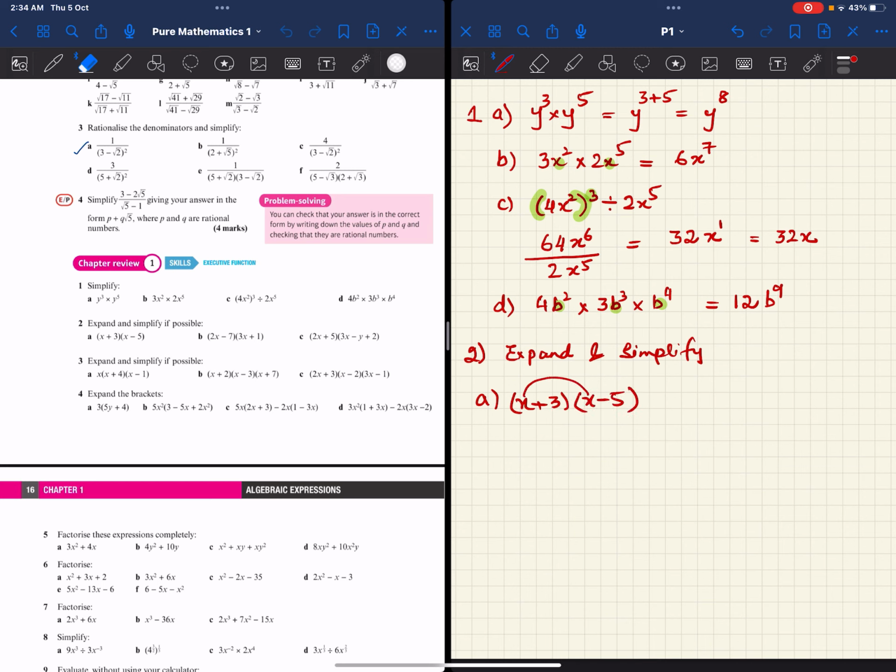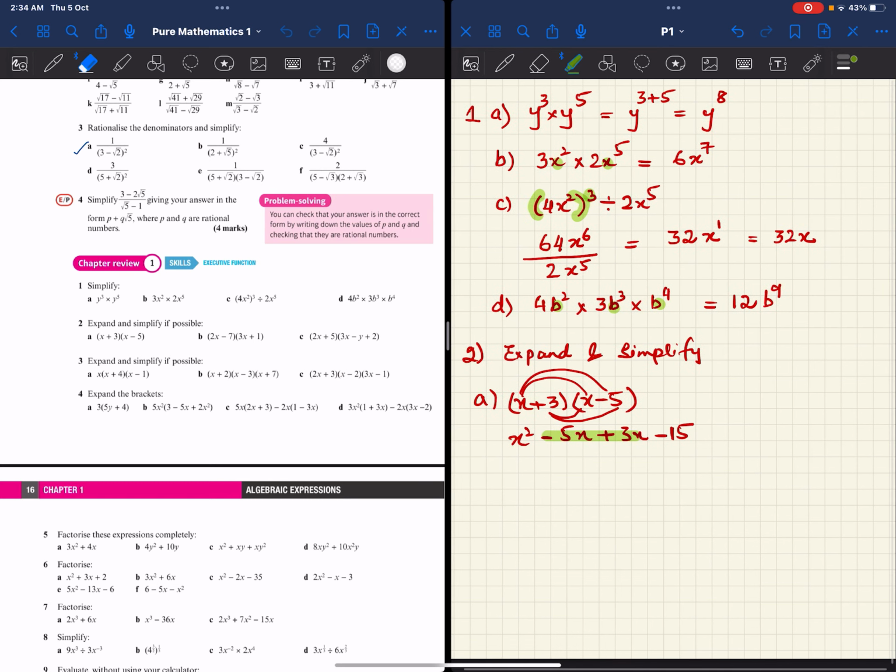So x times x gives us x squared. X times negative 5 gives us negative 5x. 3 times x gives us 3x. And 3 times negative 5 gives us negative 15. We can simplify. Now we multiplied. And now we will simplify by adding up the like terms. We have minus 5x plus 3x. So that simplifies to give us x squared minus 2x minus 15. And that's the answer. Next question, question B.